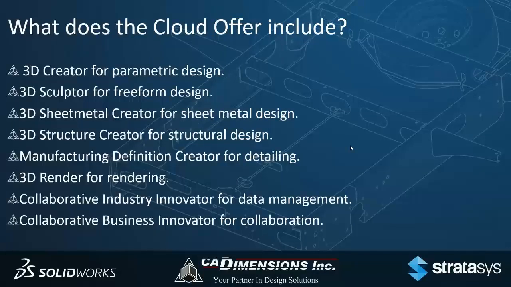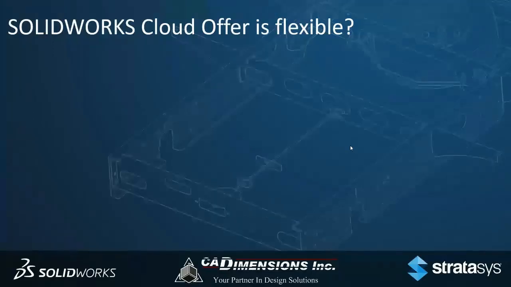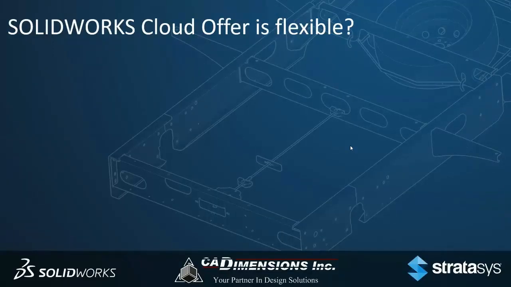And then you have Collaborative Business Innovator for collaboration, sharing files and information back and forth between multiple people. So all of this is the cloud offer. You get all of these things included in that cloud offer.